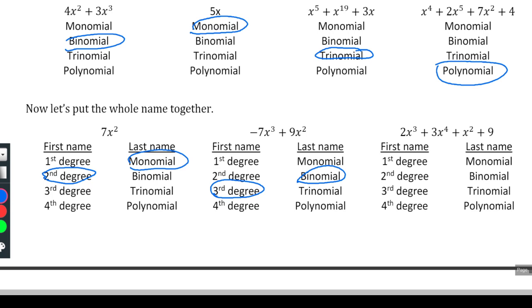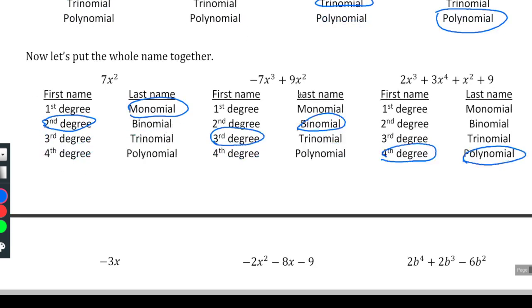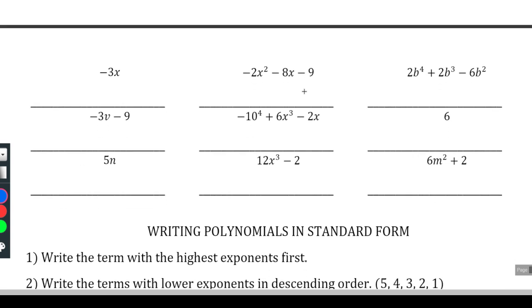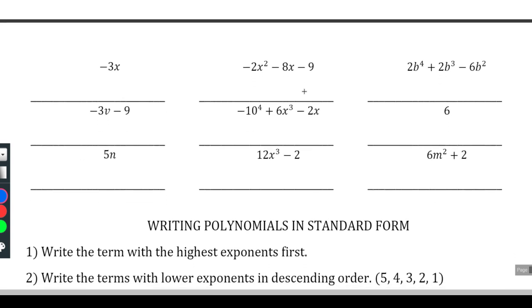And our last one, remember, we're looking for the largest degree. It does not have to be in order. Fourth degree. And what's the last name? Polynomial, perfect. So we're not going to do this for all of them, but we're going to do it for some of them.